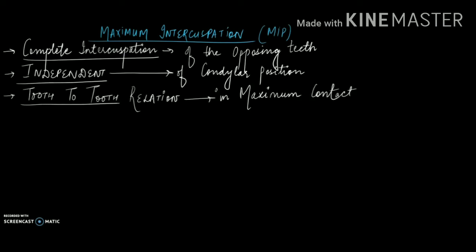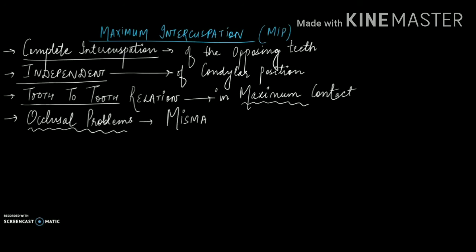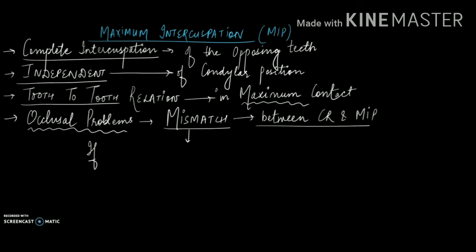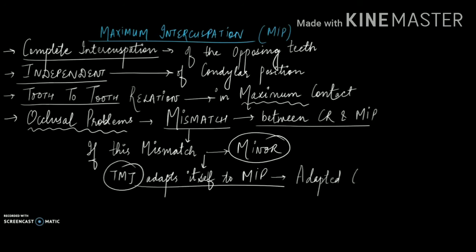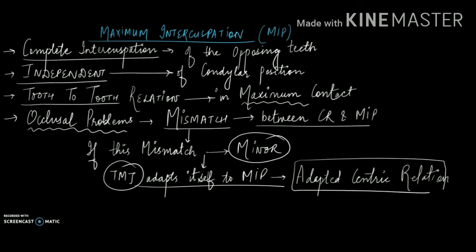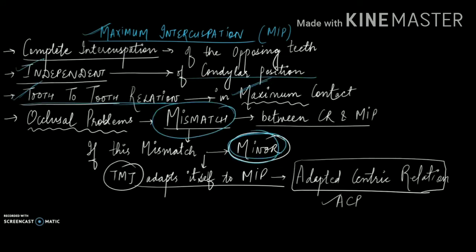So all the occlusal problems begin when there is a mismatch between centric relation and maximum intercuspation position. Now, if this mismatch is minor, then the TMJ, or temporomandibular joint, adapts itself to the maximum intercuspation position, and this posture is what we call ACP, or adapted centric posture. So what we conclude is that if the mismatch between centric relation and maximum intercuspation is minor, then the TMJ is going to adapt itself to adapted centric posture.